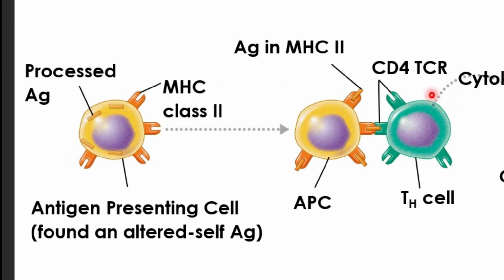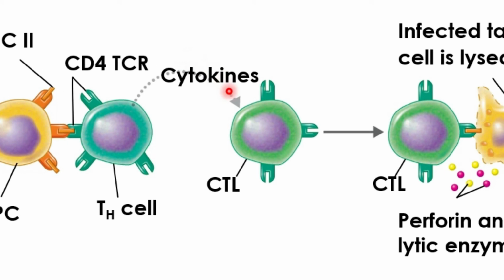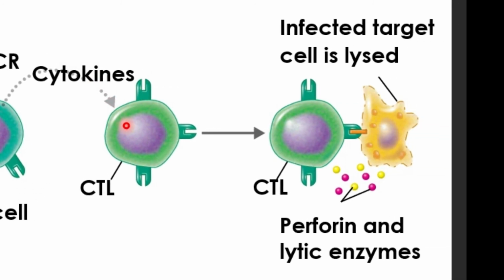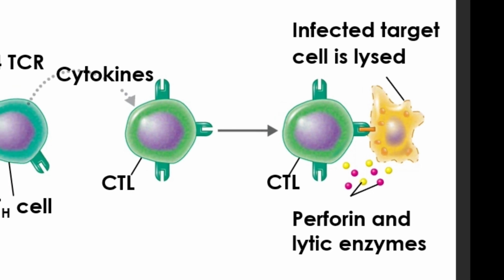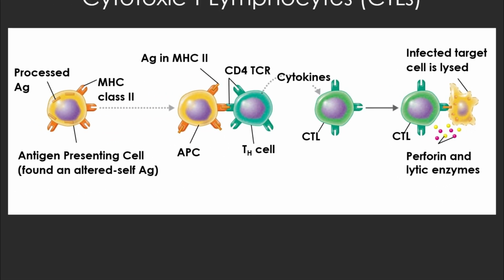So here it is in that MHC class II molecule interacting with the CD4 T cell receptor of the helper T cell. And the helper T cell finds and activates the cytotoxic T lymphocyte, or cytotoxic T cell, which recognizes that antigen when it is inside a body cell. So this infected cell has been found by the cytotoxic T cell, but only after the cytotoxic T cell has been activated by the helper cell.